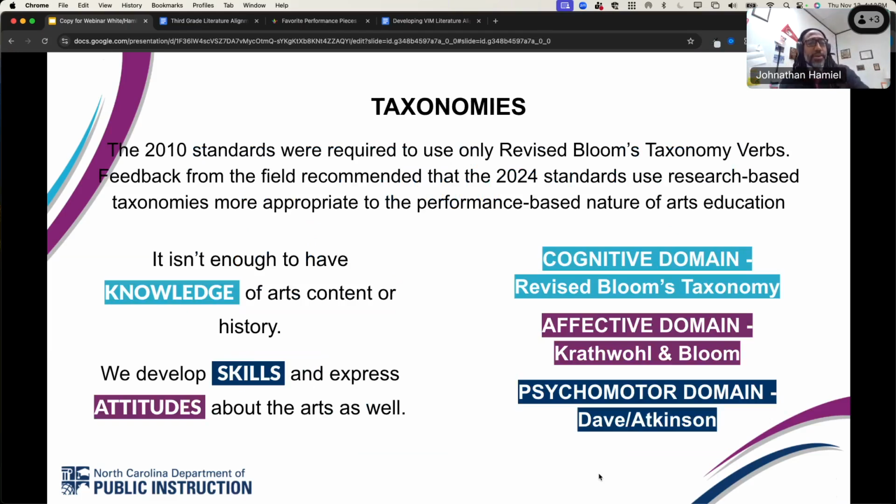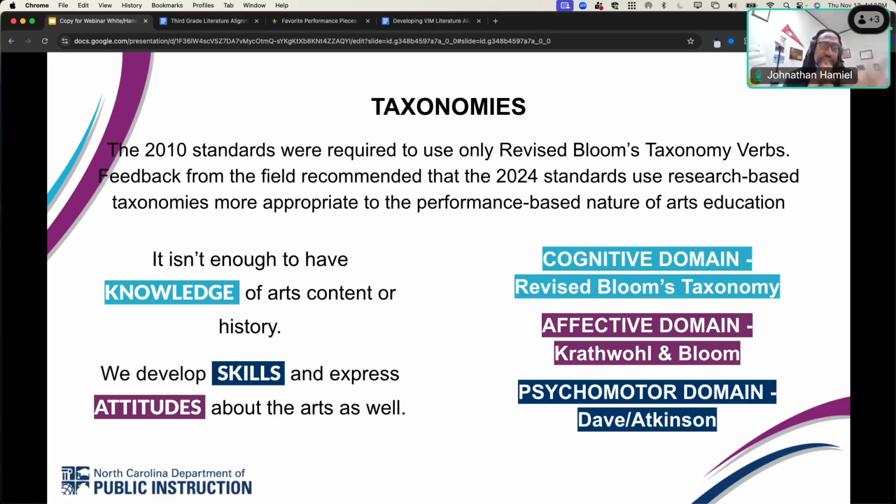All right, let's talk about a little bit of taxonomies. The 2010 standards were required to use only revised Bloom's taxonomy verbs. Feedback from the field recommended that the 2024 standards use research-based taxonomies more appropriate to the performance-based nature of arts education. All right, I just read that to you. Here's what it really is.